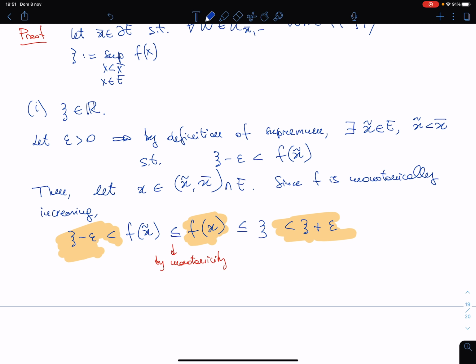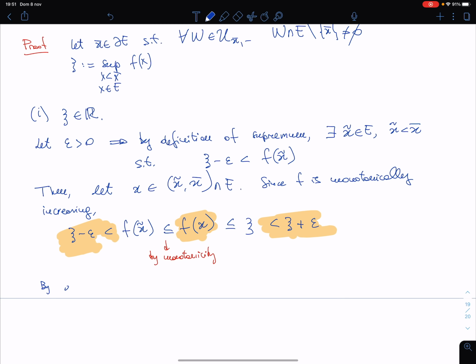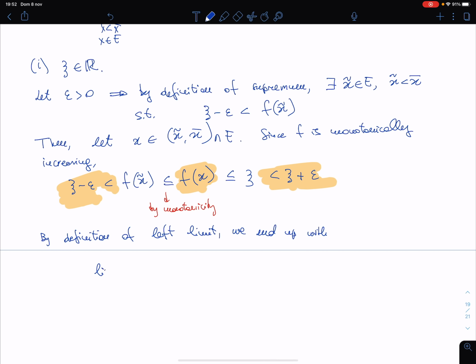And so at the end, by definition of left limit, we end up with the fact that the limit for x going to x bar from the left of f of x is equal to psi, which is equal to the supremum for x in E, x less than x bar, of f of x. This is the end of the proof, and this is also the end of this video now.